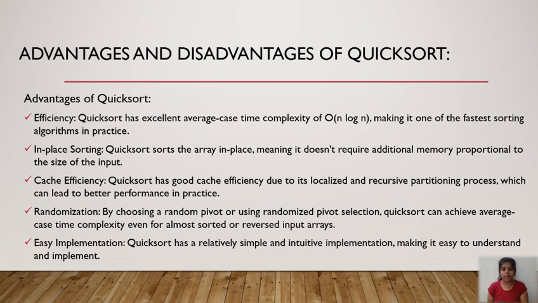Randomization. By choosing a random pivot or using randomized pivot selection, Quicksort can achieve average case time complexity even for almost sorted or reversed input arrays. Easy implementation. Quicksort has a relatively simple and intuitive implementation, making it easy to implement.